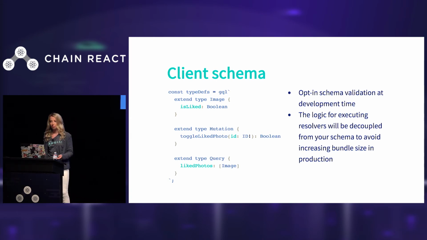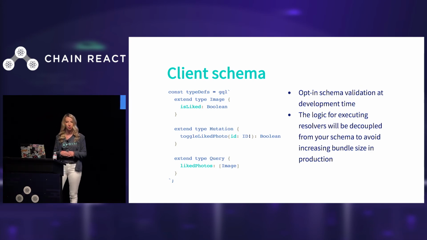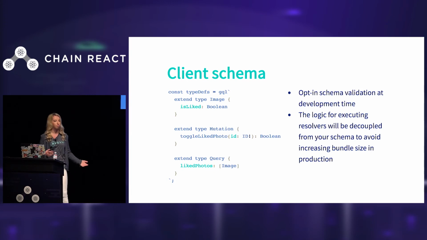One of the things that we want to do is introduce opt-in schema validation that will give you helpful errors during development time if the GraphQL data that you're requesting isn't what your schema expects. And if you're unfamiliar with GraphQL schemas, this is just a blueprint for all of the data in your application, and it's strongly typed as well.